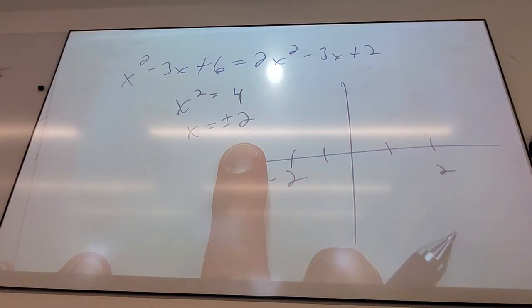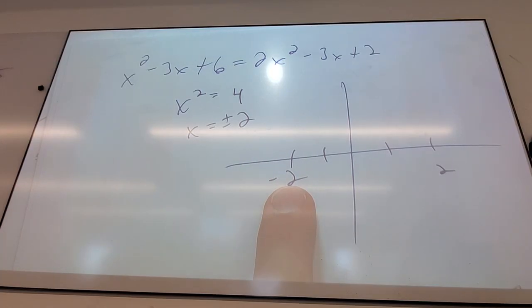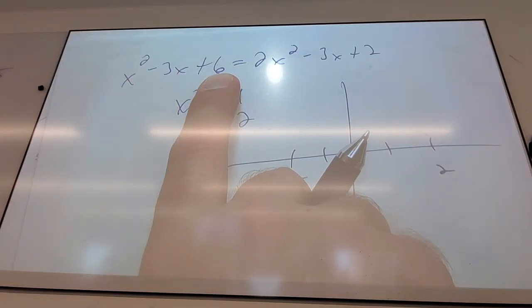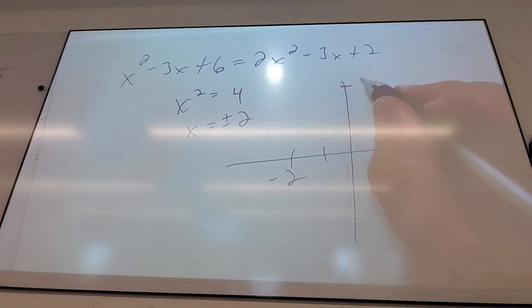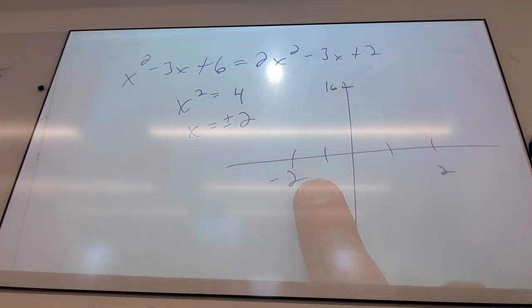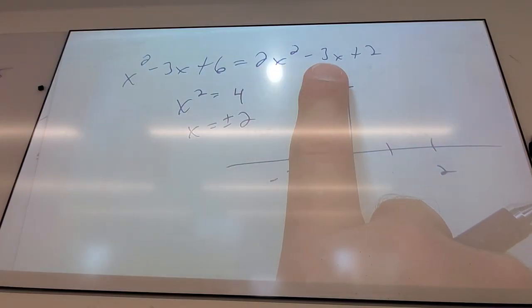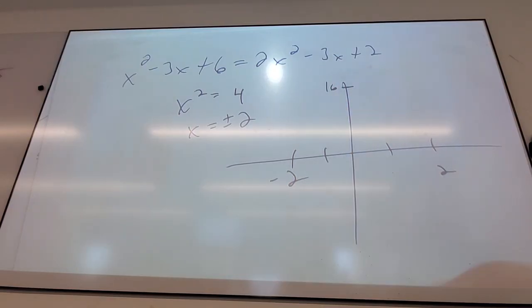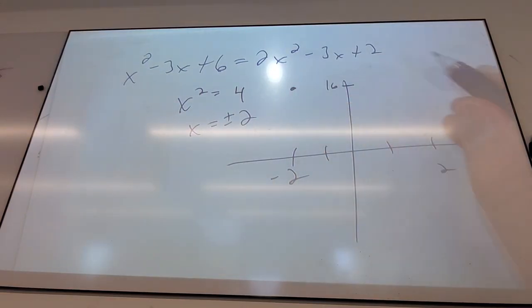Has everybody got this here? Playing along? So now at -2, this is at 4 plus 6 plus 6, 16. So if I do it again, I get 2 times 4 is 8, plus 6 is 14, plus 2 is 16. So they both meet at 16 at -2.